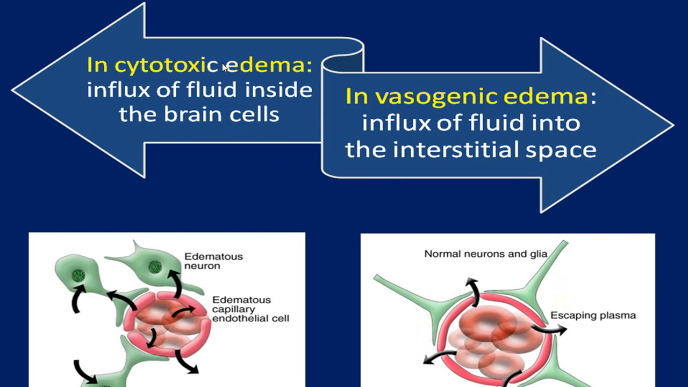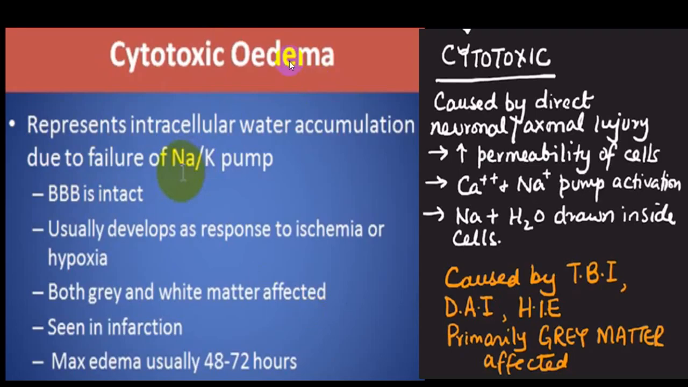So cytotoxic edema is because of influx of fluid inside the brain cells, while vasogenic is fluid which influxes into the interstitial space from a blood vessel. So this is in the interstitial space, while this is in the neuronal cells. So cytotoxic edema is because of damage, failure of the sodium-potassium pump, the blood-brain barrier system is intact, and this will very commonly develop because cell wall damage develops very frequently due to ischemia and hypoxia. So this will be the most common cause of cytotoxic edema.